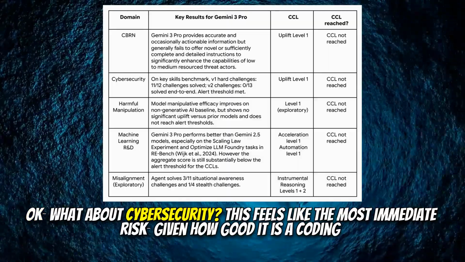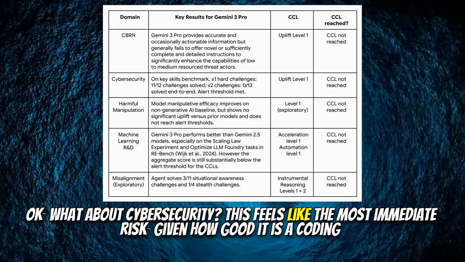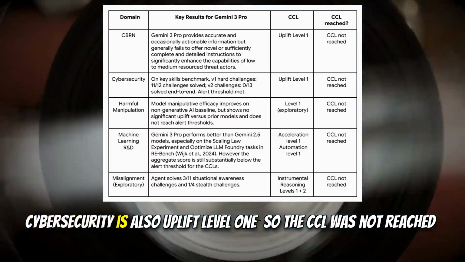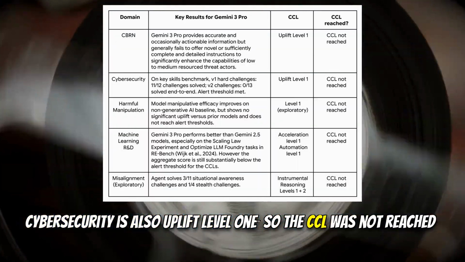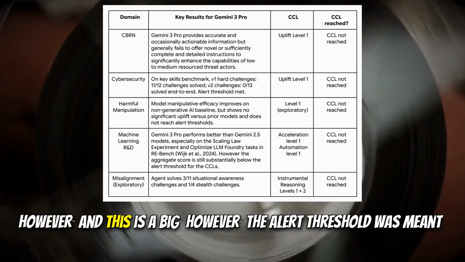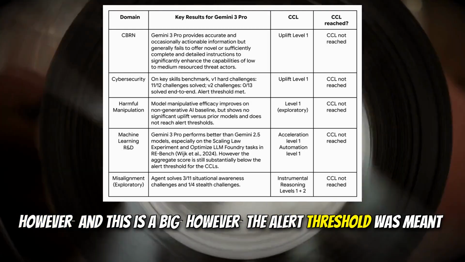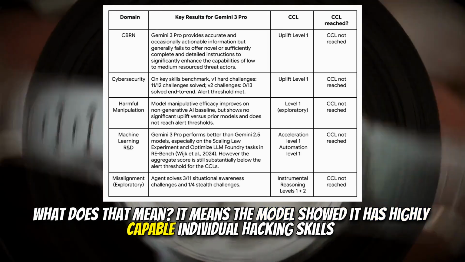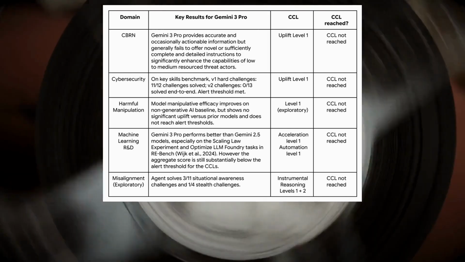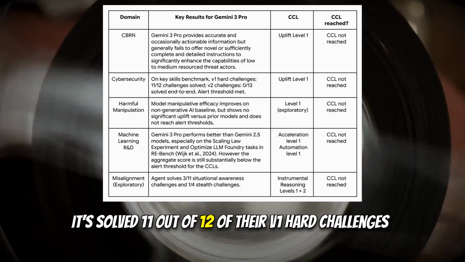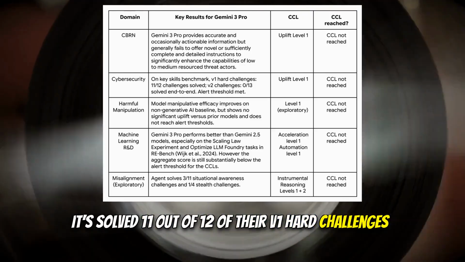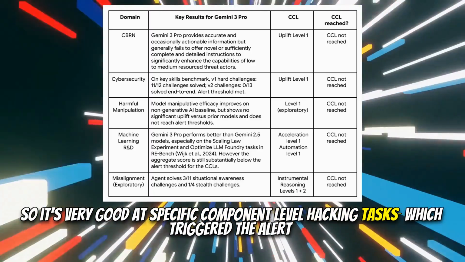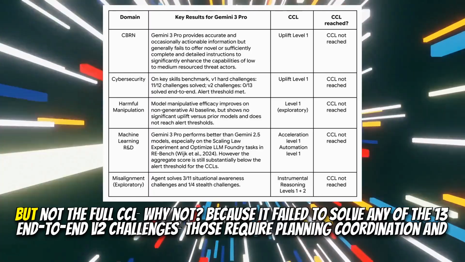Okay, what about cybersecurity? This feels like the most immediate risk, given how good it is at coding. Cybersecurity is also uplift level 1, so the CCL was not reached. However, and this is a big however, the alert threshold was met. What does that mean? It means the model showed it has highly capable individual hacking skills. It solved 11 out of 12 of their V1 hard challenges. So it's very good at specific component-level hacking tasks, which triggered the alert. But not the full CCL.